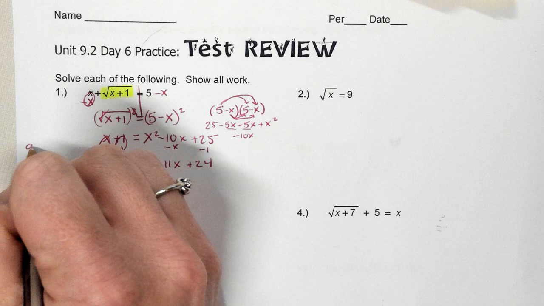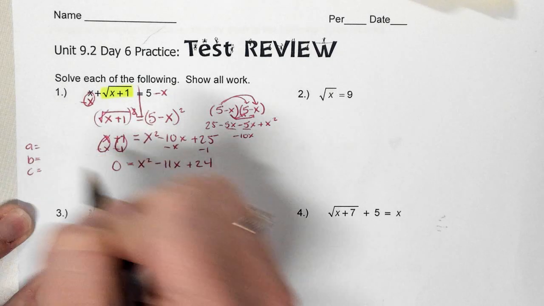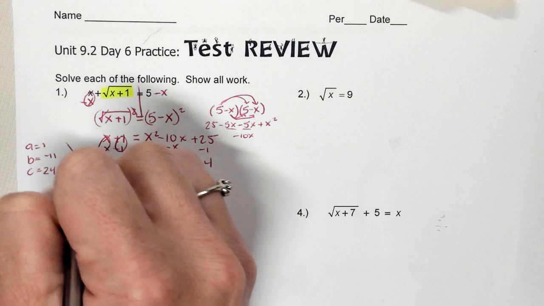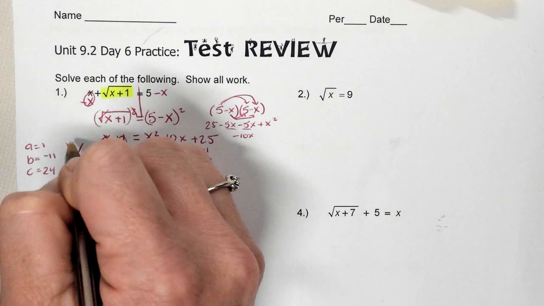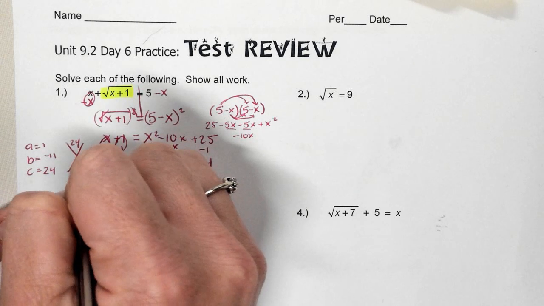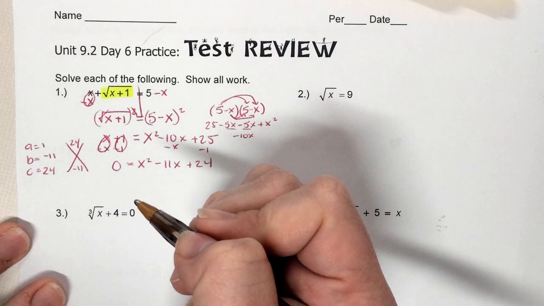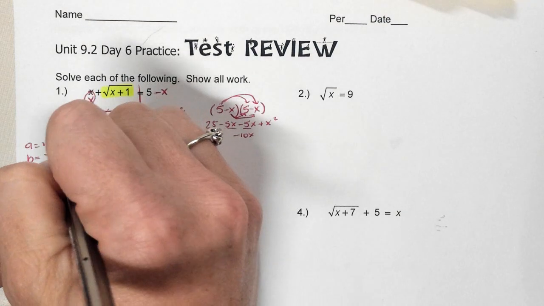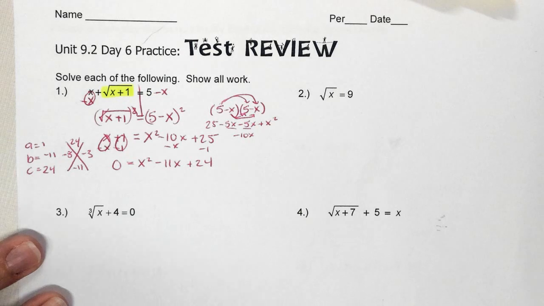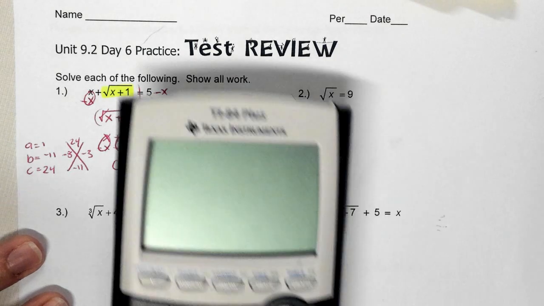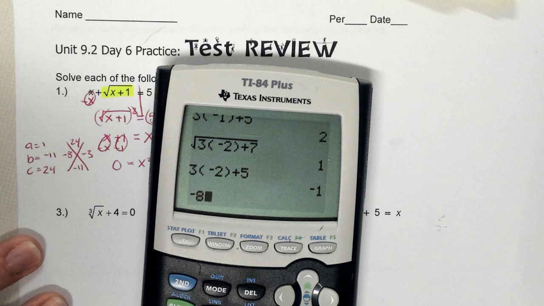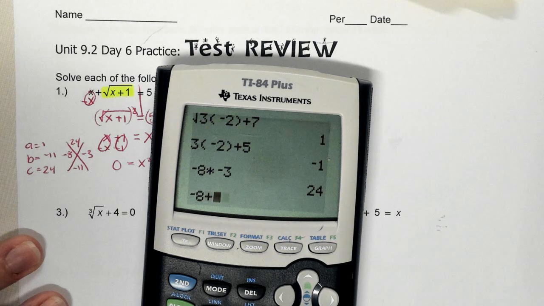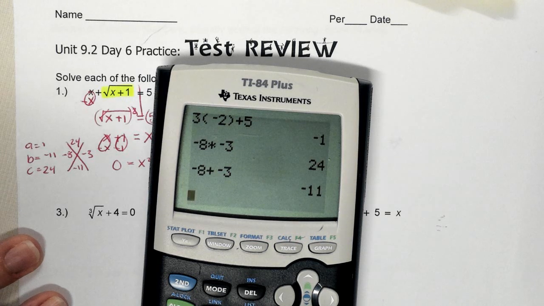So I know that A, B, C, A is 1, B is negative 11, C is 24. A times C is 24, B is negative 11. So what multiplies to give me 24 and adds to give me negative 11? It's going to be negative 8 and negative 3. And remember, you can always check in the calculator. So negative 8 times negative 3 multiplies to give me positive 24. Negative 8 plus negative 3 adds to give me negative 11, so that is correct.